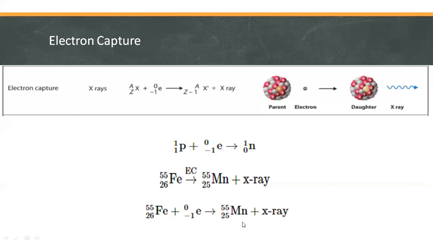We must explicitly include the captured electron in the equation, so we can see clearly the balanced equation. So both positron emission and electron capture are usually observed for nuclides with low neutron-to-proton ratios. But the decay rates for the two processes can be very different.